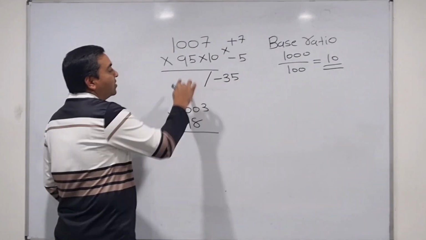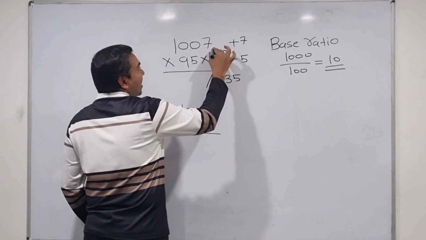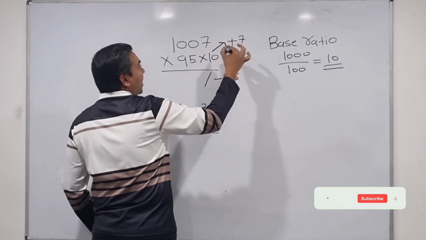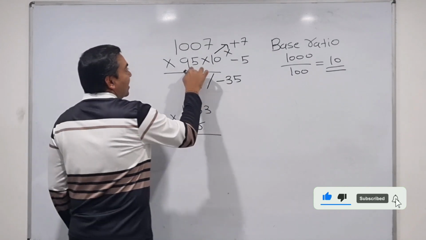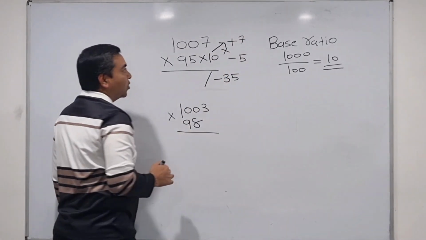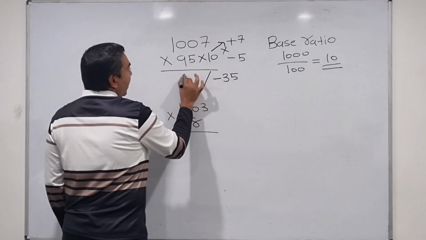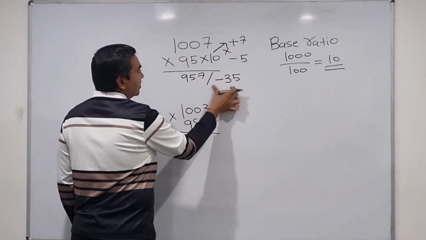All right. So what happens? 95 times 10, 950, and then after I apply the cross operation, which is plus 7. Again, guys, 95 times base ratio 10, 950 plus cross operation, which is 7. So 957 will come here. Is this good, guys?